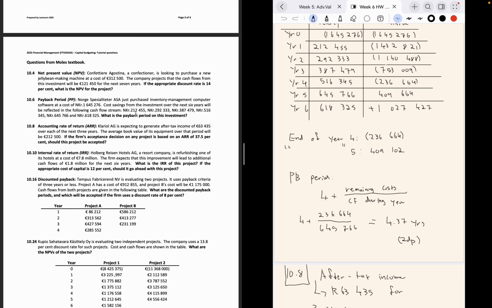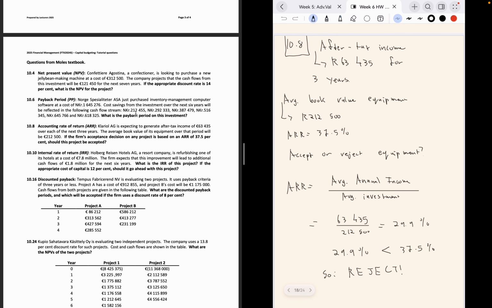So the remaining costs at the end of year 4 are 236,664. And then the cash flow during the year in year 5 is a positive 645,766. So 4 plus that division gives you 4.37 years to 2 decimal places. So that is the payback period. Let's go to question 10.8.